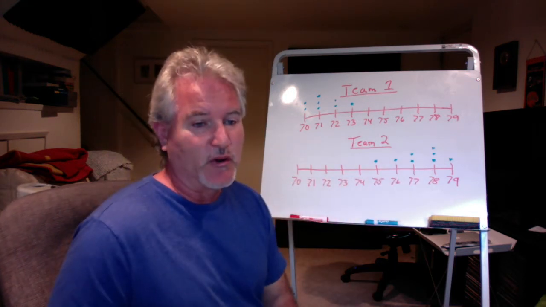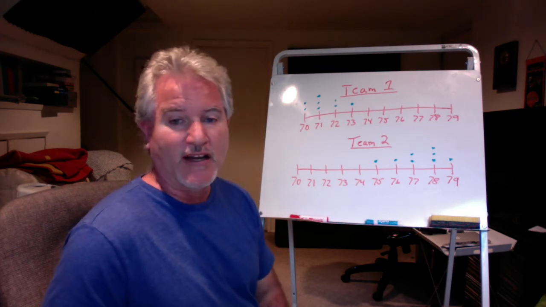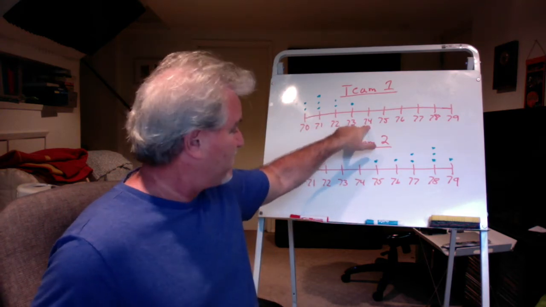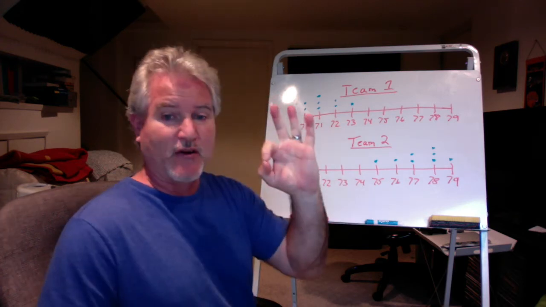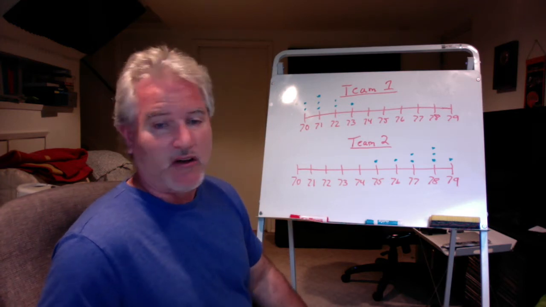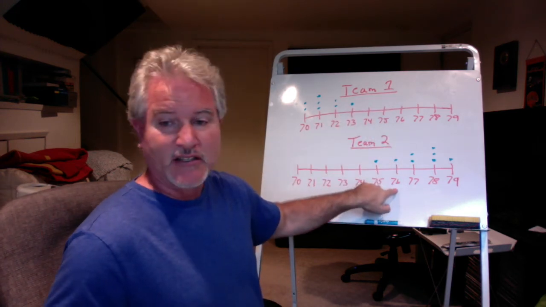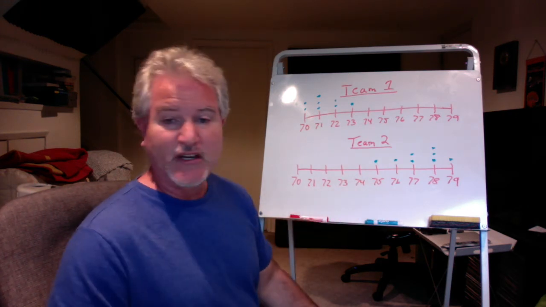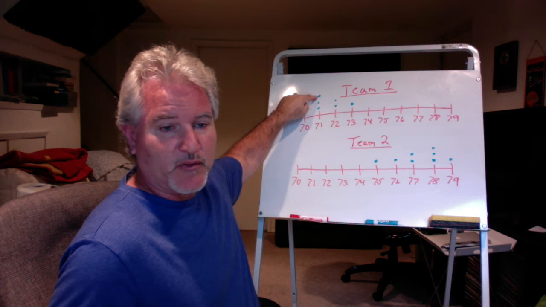If I said to you, how many players are 74 inches tall on either team? Well, team 1 has no players that are 74 inches tall, and team 2 has no players that are 74 inches tall. So the answer to that question would be 0. If I said, how many players on both teams are 76 inches tall? Well, there's nobody on team 1 that's 76 inches tall, but there is one player on team 2. So the answer would be 1. If I said, how many players on team 1 are 71 inches tall? You would just go to team 1 and you would see that there's 3. So the answer would be 3.